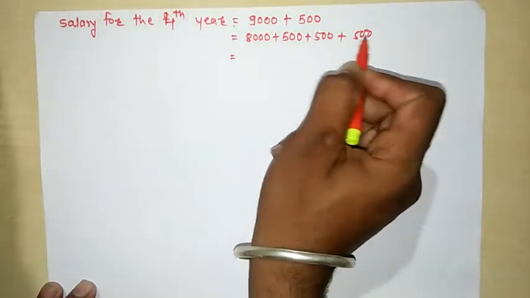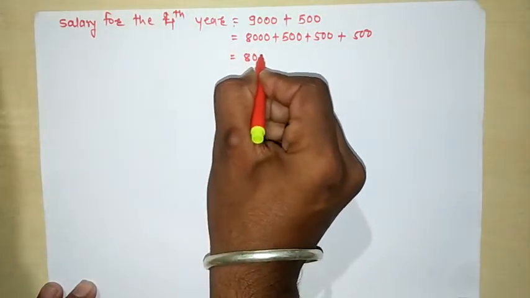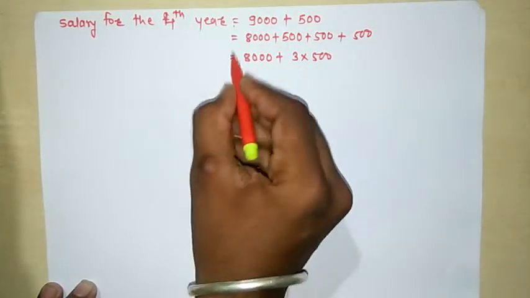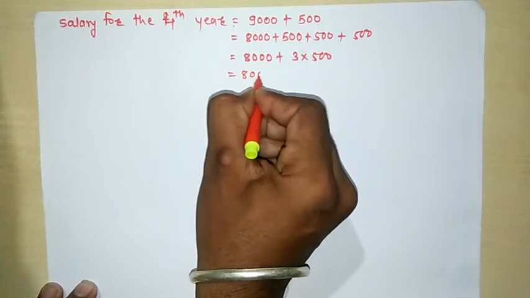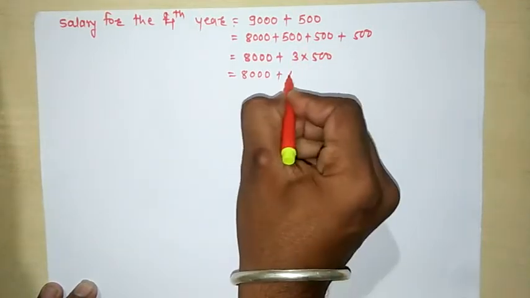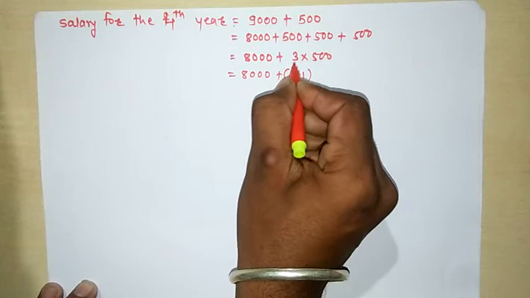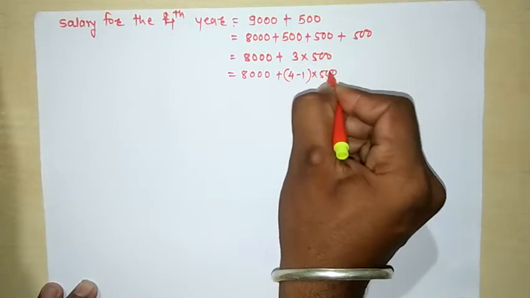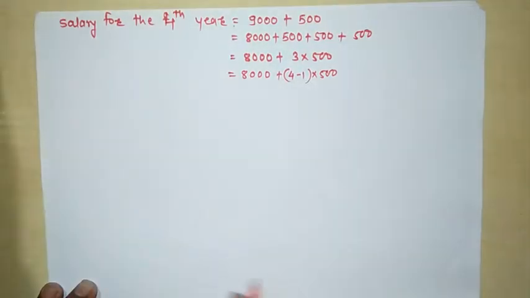Now this 500 can also be written as 3 into 500. In the next step, this 3 can also be written as 4 minus 1, so 4 minus 1 into 500 as it is. Now observe, friends, what we have to find: the salary for the fifth year.